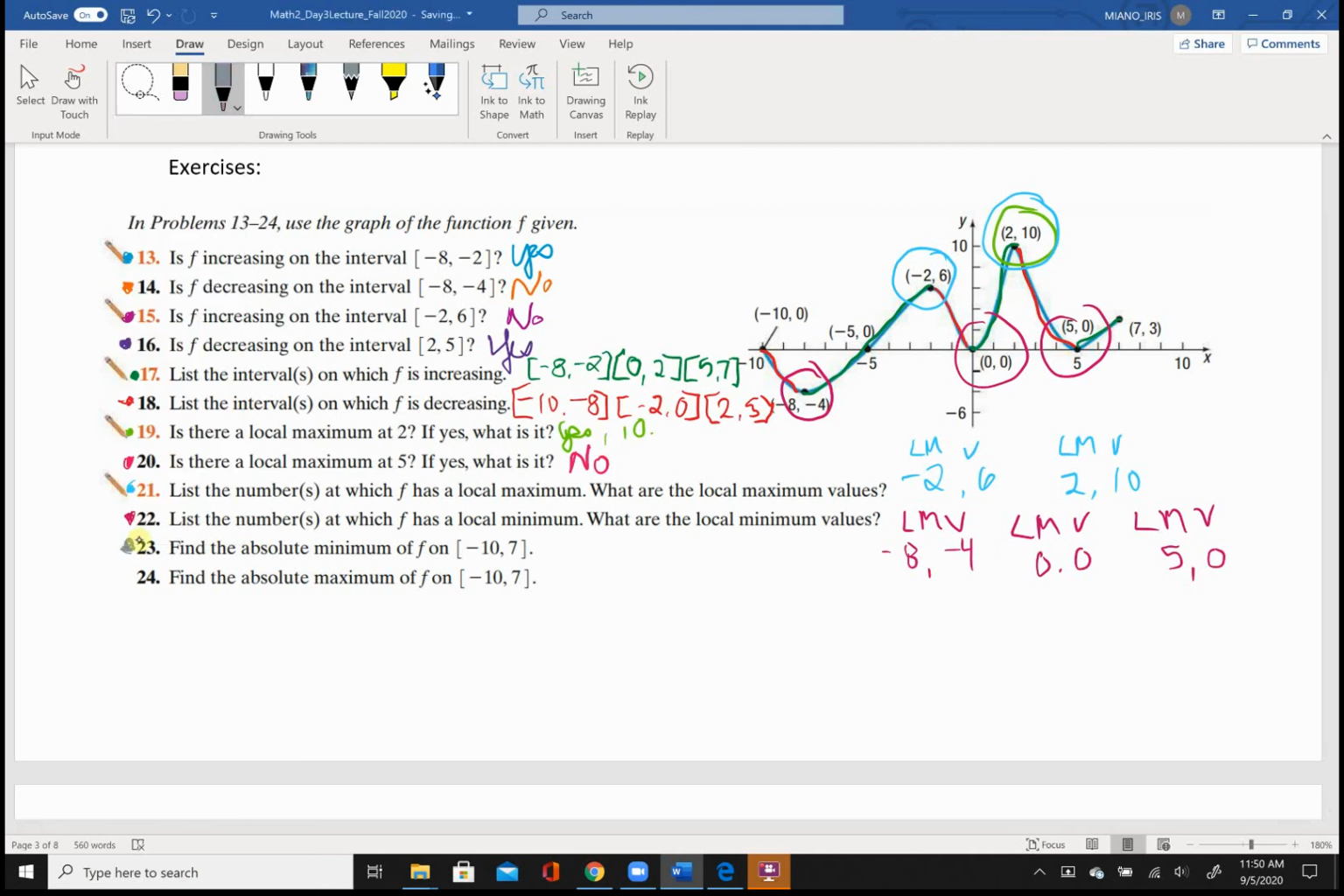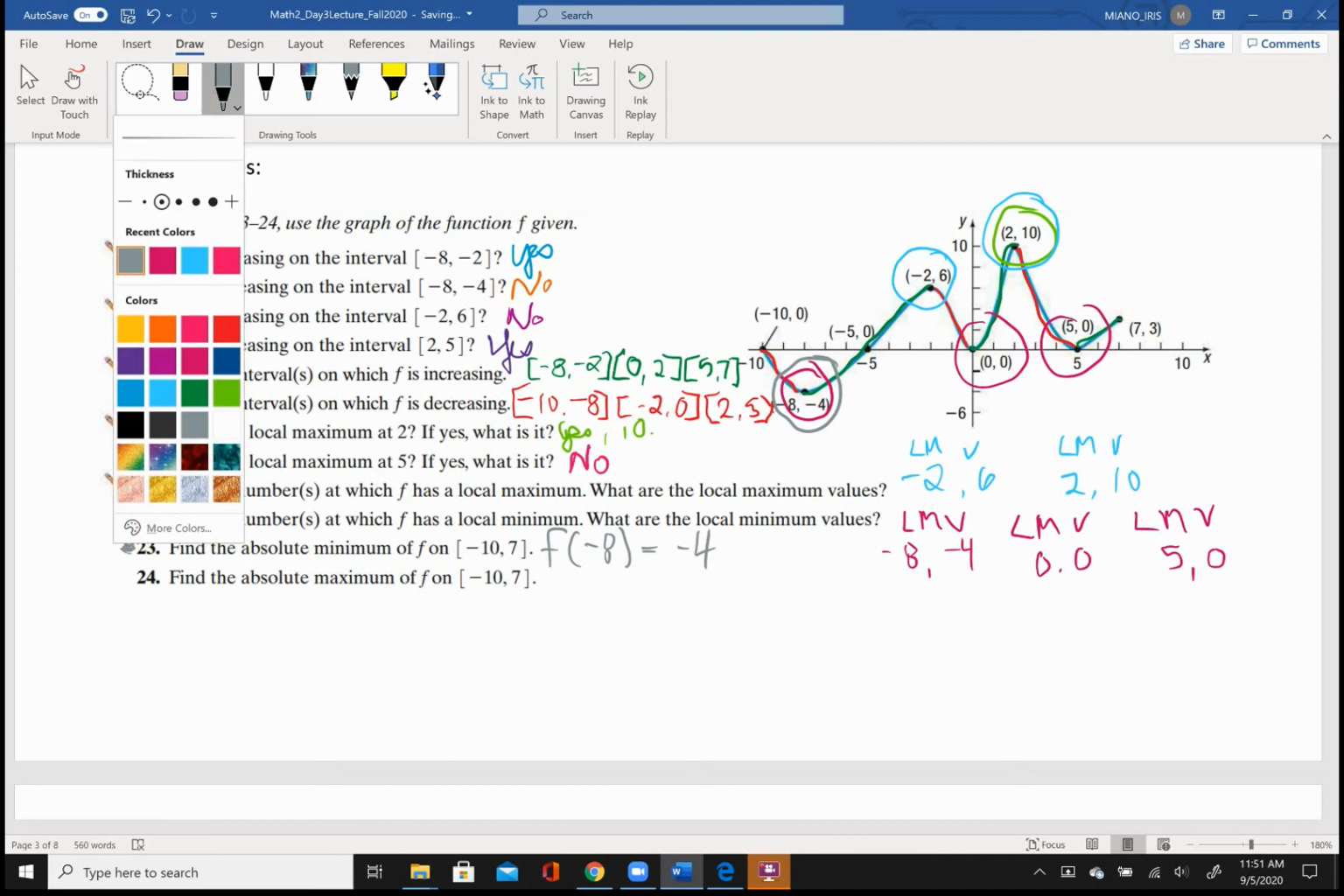Absolute minimum is going to be the lowest point ever. Now that's this one right here, is going to be the absolute minimum value, and they do it when they do the answer in the book. So the way that they want you to present it is f at -8, and so the value of it is going to be -4, the output.